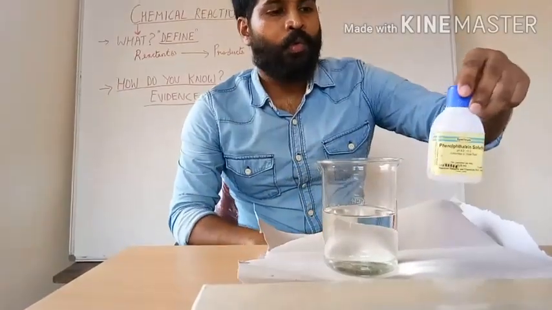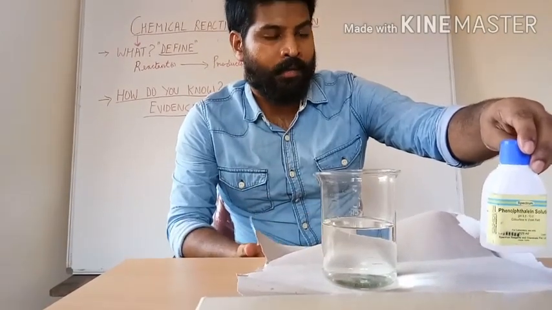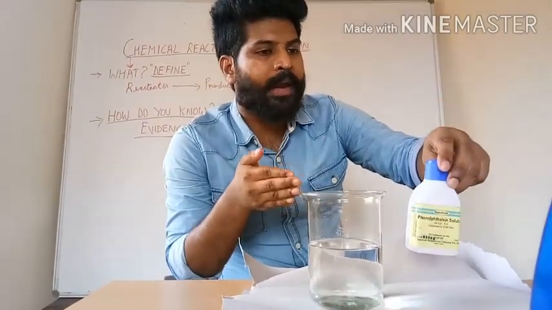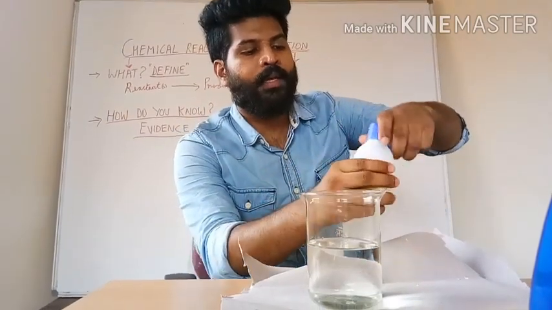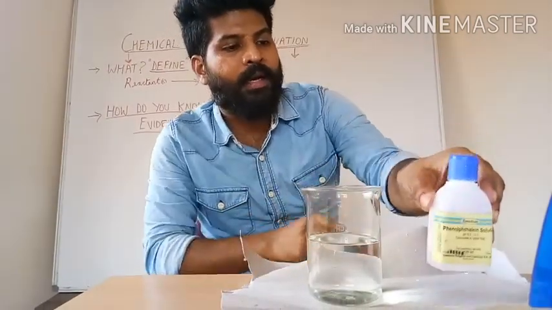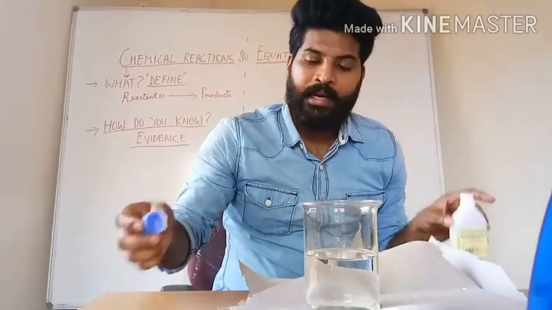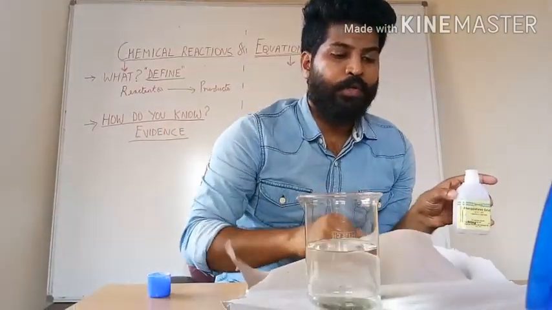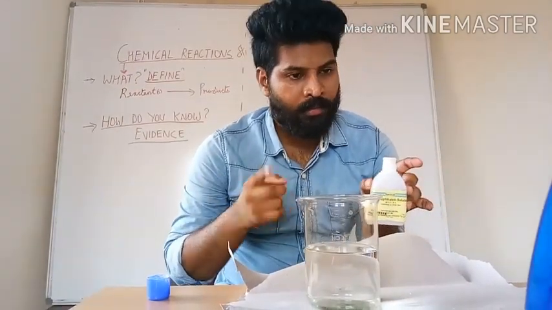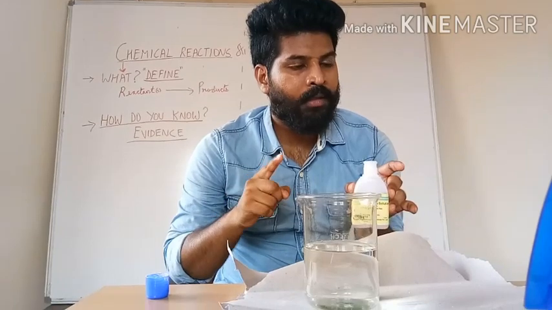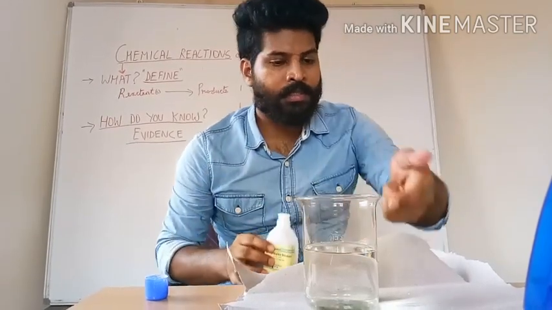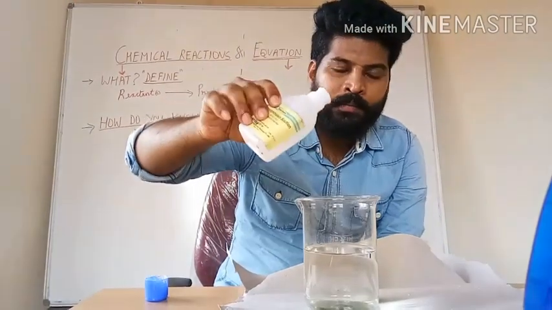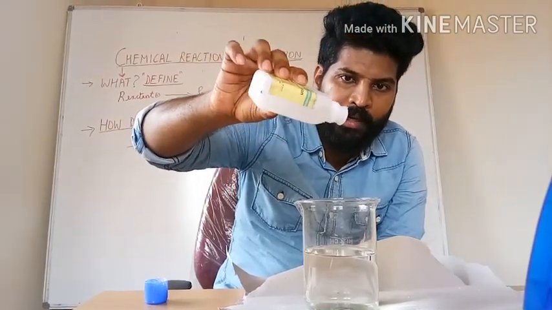I'm also going to use an indicator. This will tell us whether a chemical reaction has taken place or not. This is what is called a phenolphthalein indicator. The specialty of this indicator is it will show a color change into pink. The color will change into pink when a reaction has taken place. So this is distilled water. To this I am going to add 2 to 3 drops of phenolphthalein indicator.